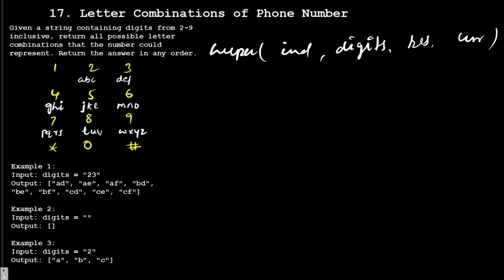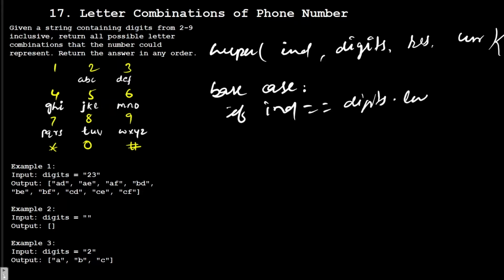Okay, so what is the base case? As we are writing the recursion, we will need a base case from where we have to iterate back. So if our index is equal to digits dot length, we will be returning from here, and before that we will be storing current in result, and return.